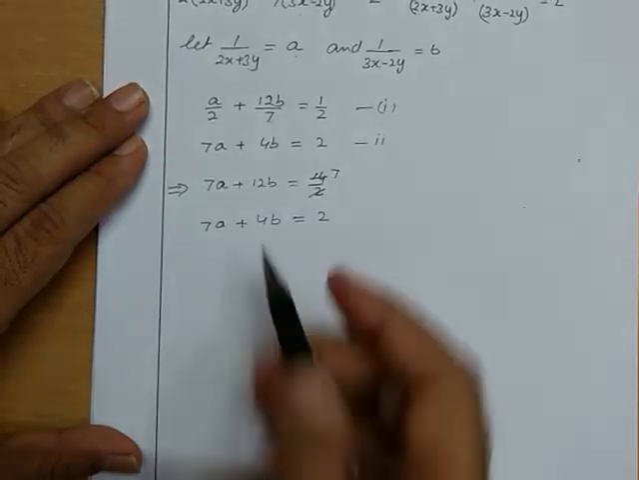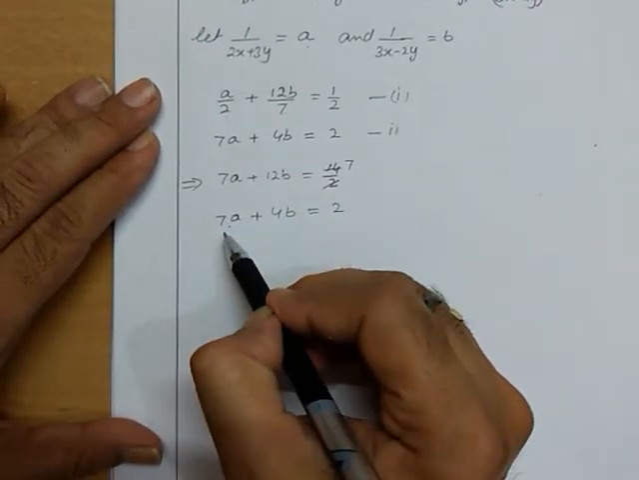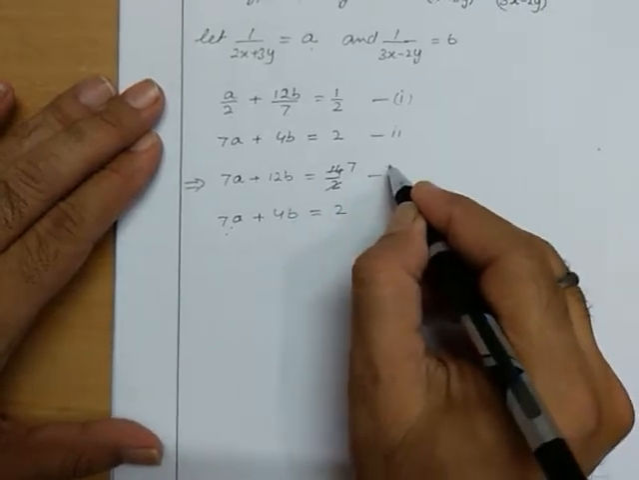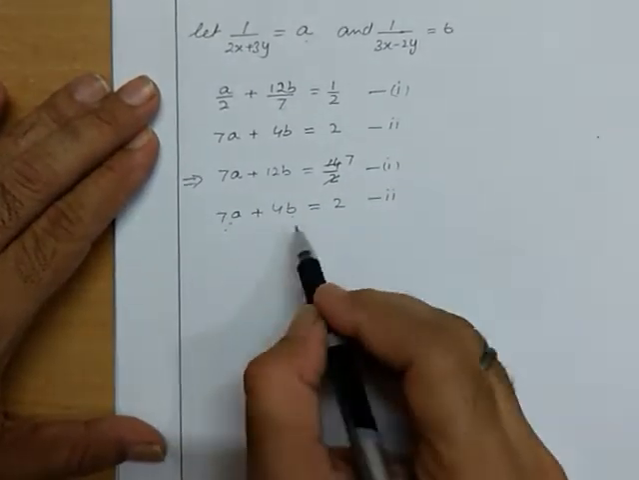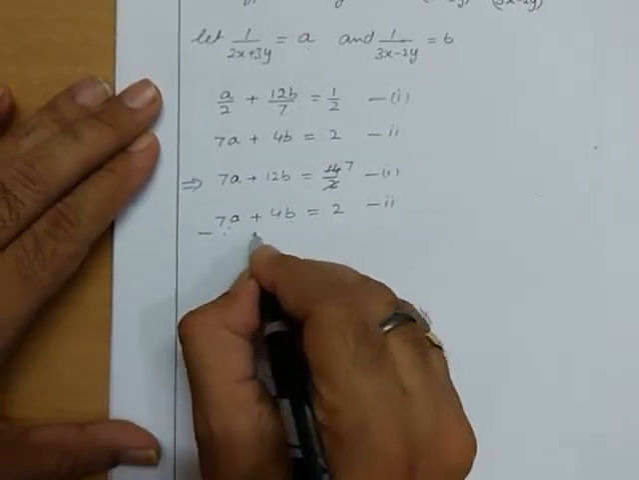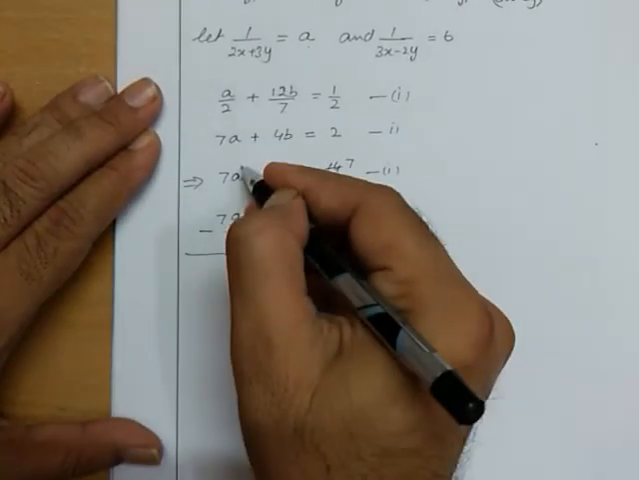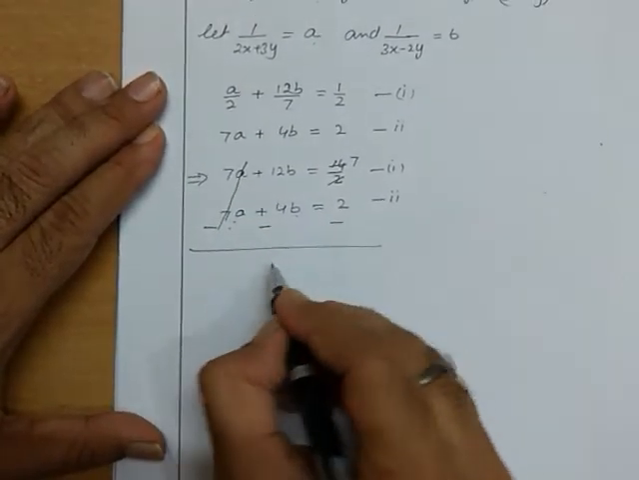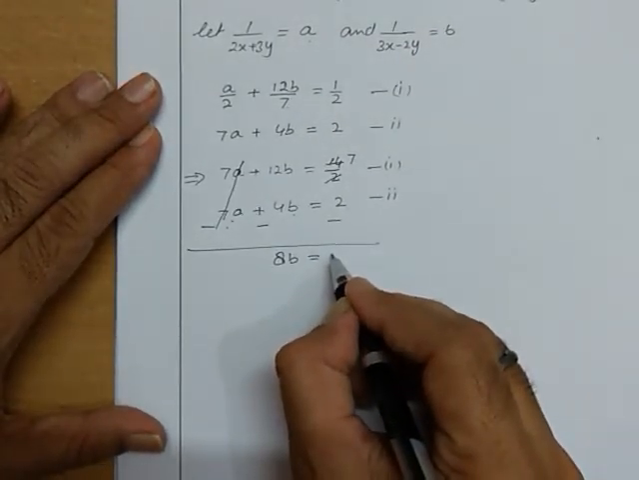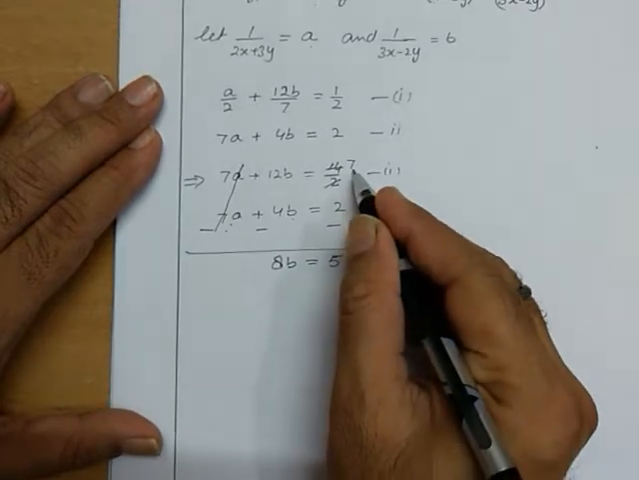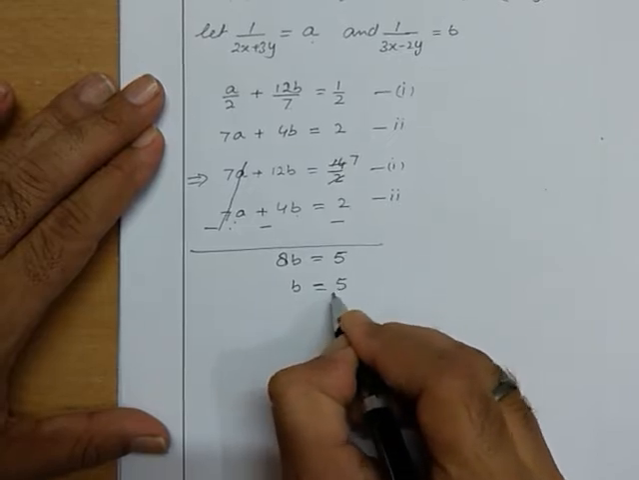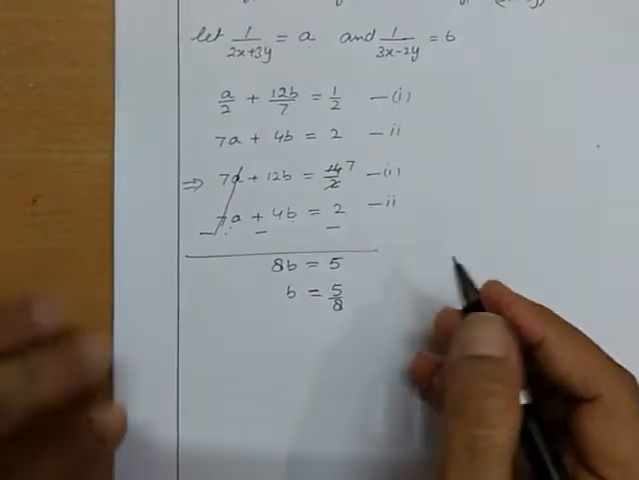So here we see the coefficient of a is the same, isn't it? And the coefficient of b is different. So what will we do? We will subtract equation number 2 from equation 1. When we subtract, the sign will change, so a will get eliminated and here we will get 8b is equal to 7 minus 2, which is 5. So b will be 5 upon 8. I hope this is clear. Okay.